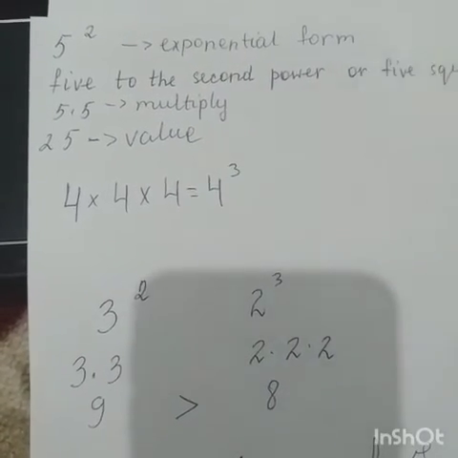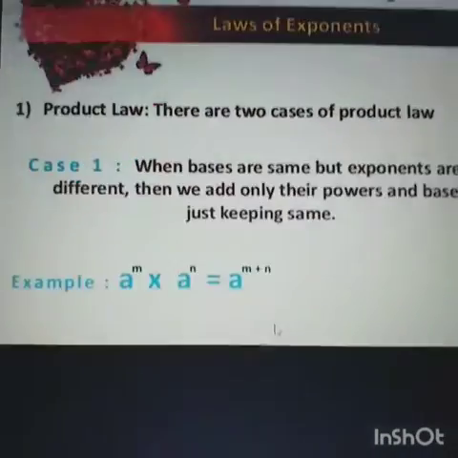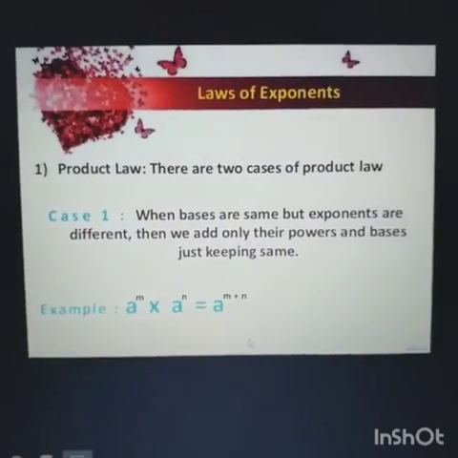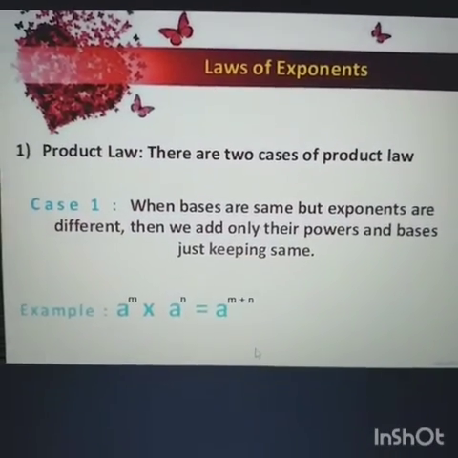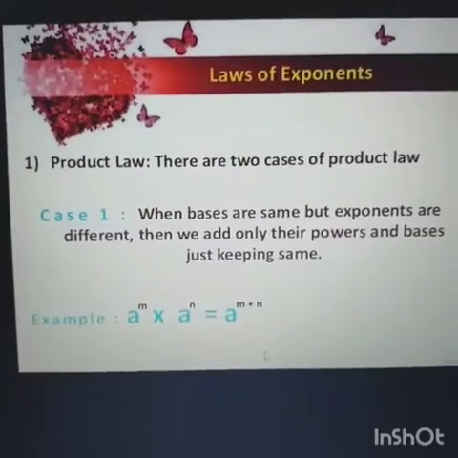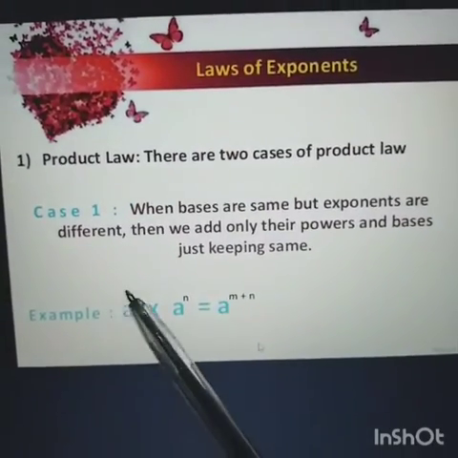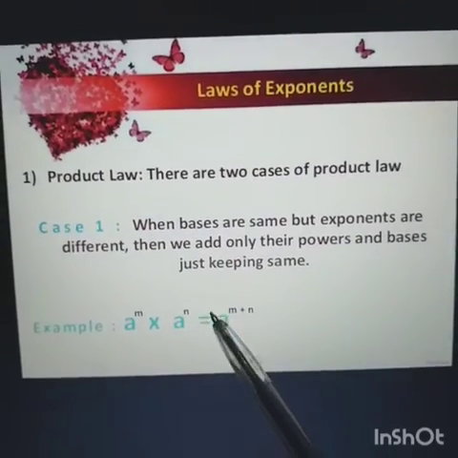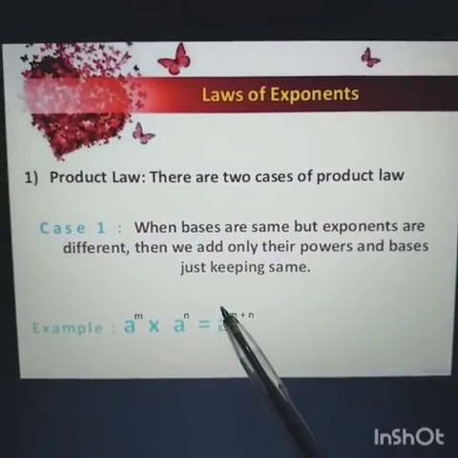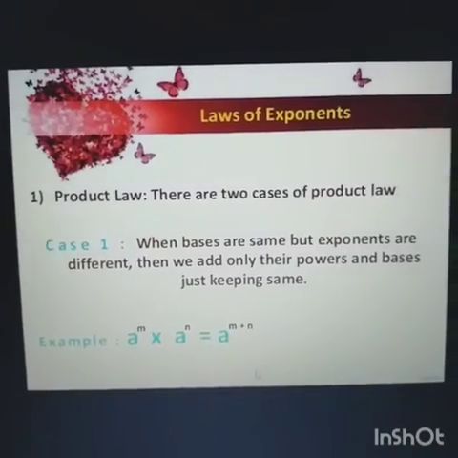Laws of exponents. First, when bases are the same but exponents are different, then we add only their powers and keep the bases the same. Example, a to the power of m times a to the power of n is equal to a to the power of m plus n.